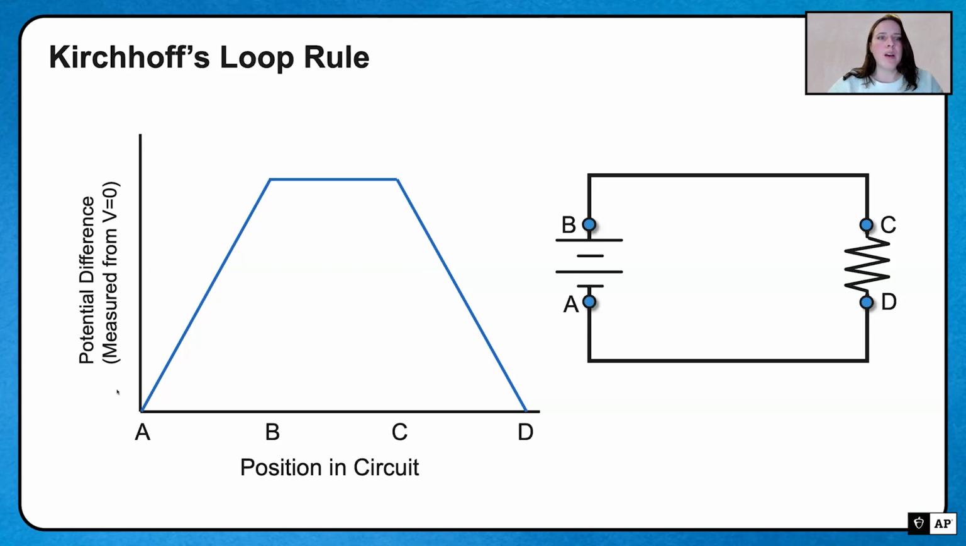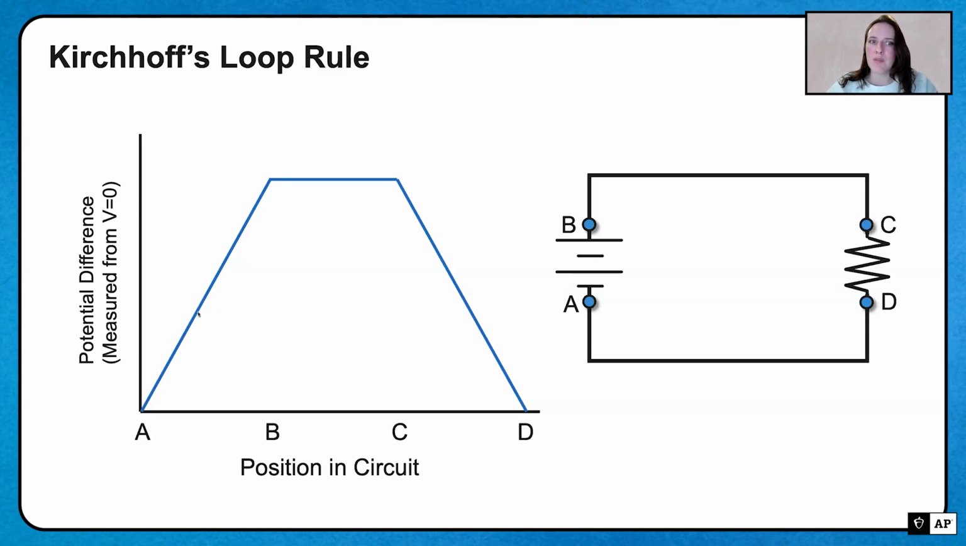All right, so let's look at this lovely graph and this lovely circuit here. So right here, we have a graph of potential difference measured from V equals 0 versus the position in the circuit. So if I look at my graph, point A is what we define to be 0. So point A has a voltage of 0. Great. Then we go through the battery and we get to point B. And now we're at some higher voltage. And then we're chilling at that same voltage until we get to point C. And then we lose some voltage to get back down to D, which is at potential 0, which makes sense.